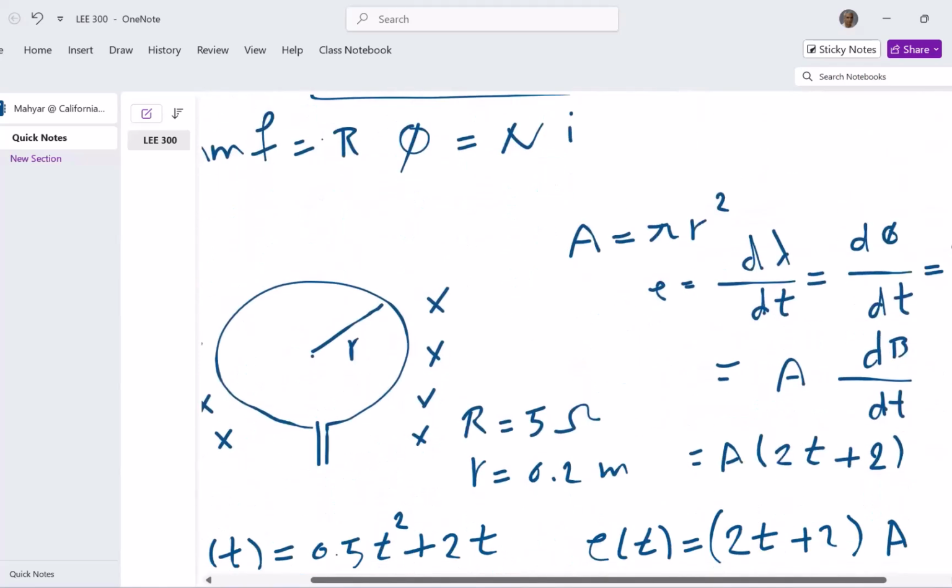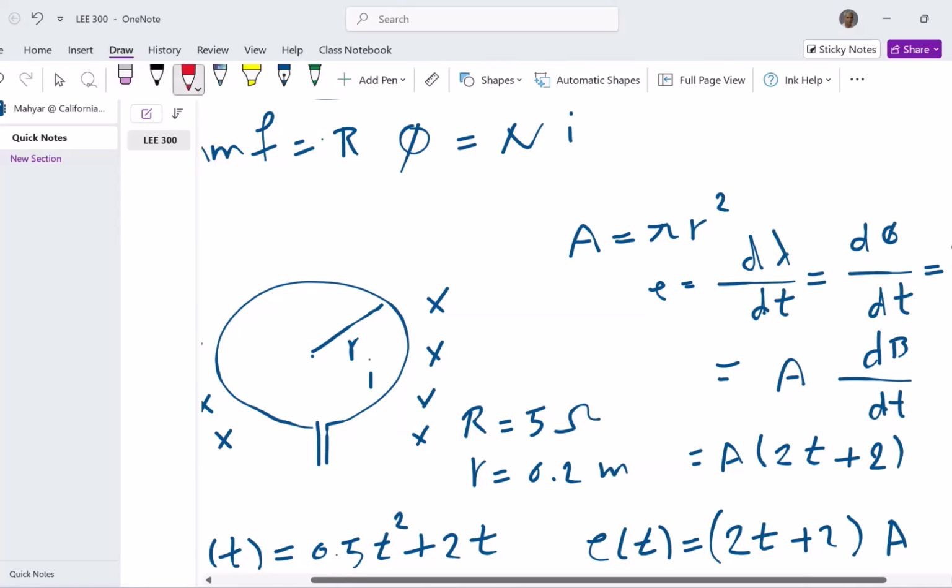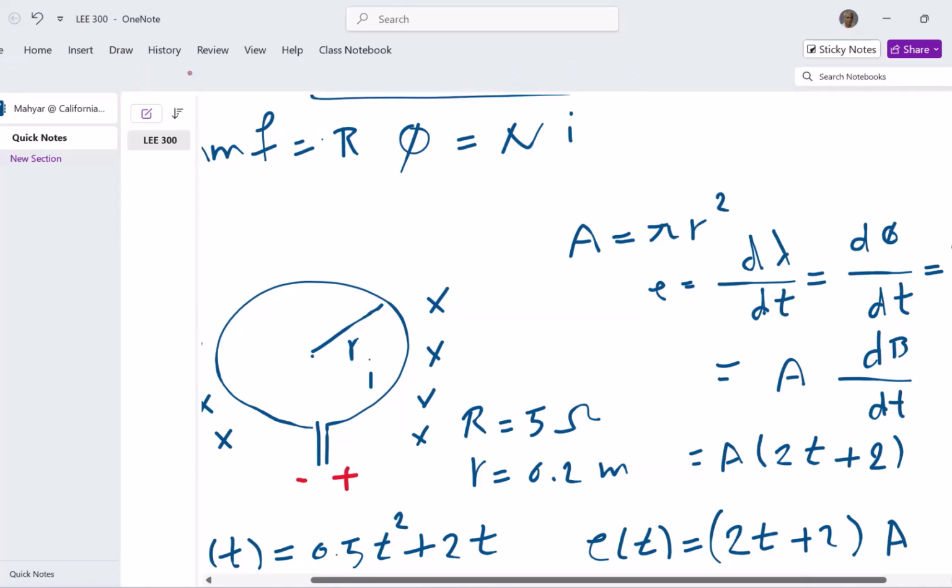So we would have a voltage induced with a certain plus and minus. If the current should be going this way, because if the current goes this way, the resulting magnetic field would be opposing the magnetic field which goes into the page. Isn't that so? So this should be the positive, this should be the negative, and this should be our current.